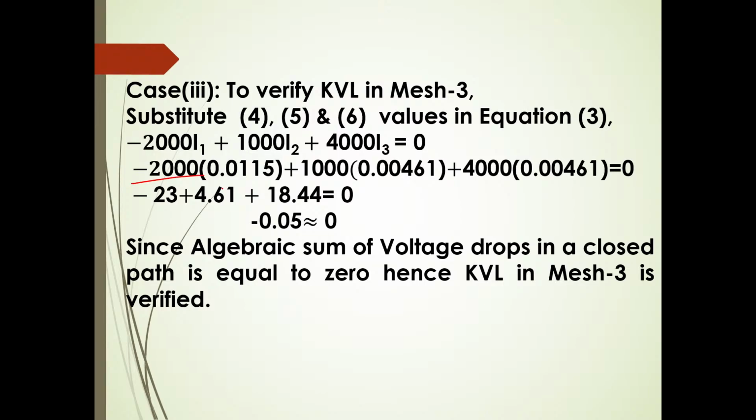So minus 2000 into, what is I1 value? 0.0115, plus 1000 into 0.00461, plus 4000 into 0.00461, equal to 0. Now first of all multiply. Minus 2000 into 0.0115 is minus 23. 1000 into 0.00461 is 4.61. 4000 into 0.00461 is 18.44. That is equal to 0. Just add all this, you will get minus 0.05, which is approximately equal to 0. So hence KVL in mesh 3 is verified.